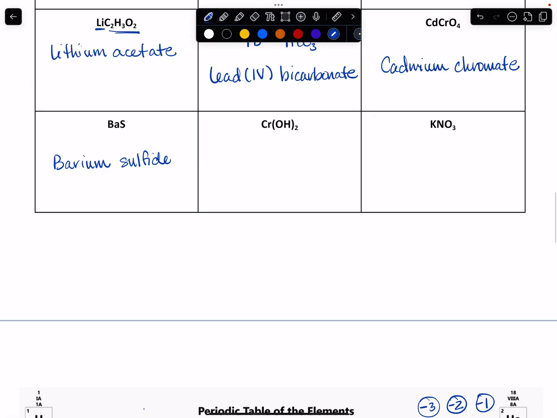All right, now we have chromium. Chromium is one of the multivalent metals. So I'm going to reverse my crisscross and I end up with Cr +2 OH -1. So I check that anion. Hydroxide is -1, so nothing has been simplified. So this is chromium 2 hydroxide. All right, and then last but not least, KNO3. K is potassium. That's a group 1 metal, so only one option, so no Roman numeral. And that NO3 group is nitrate. So this is potassium nitrate.